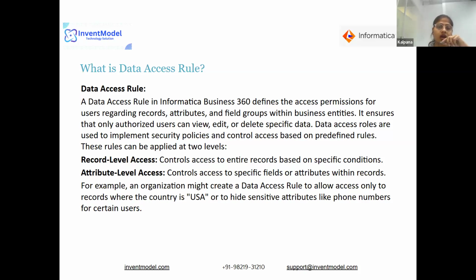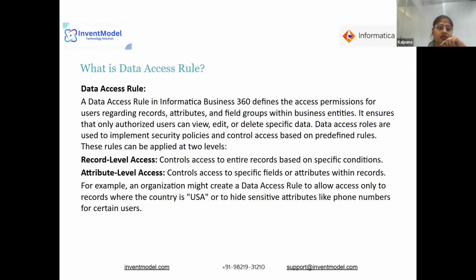So data access rules are used to implement security policies and control access based on predefined rules. We can access the data on the basis of the policies, control access, and some predefined rules as well. So there are two kinds of levels we have for the data access rule. The first one is record level access and the second one is attribute level access.